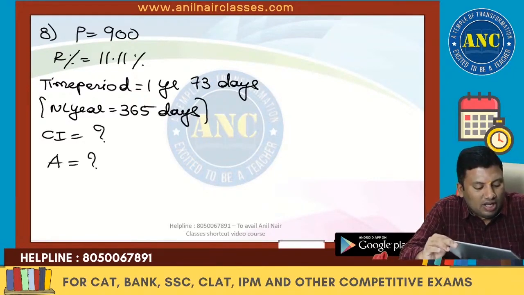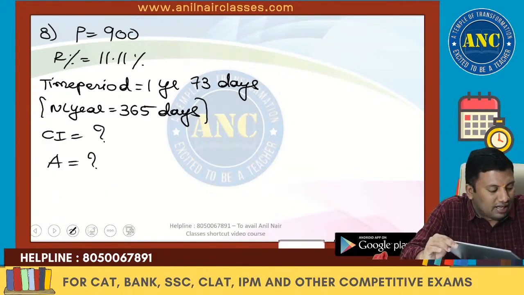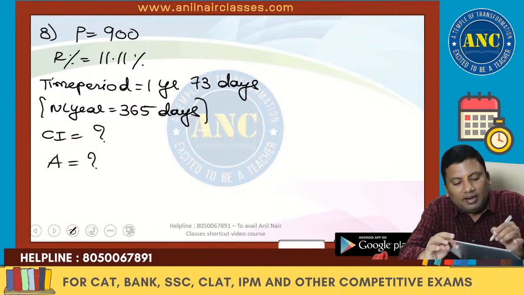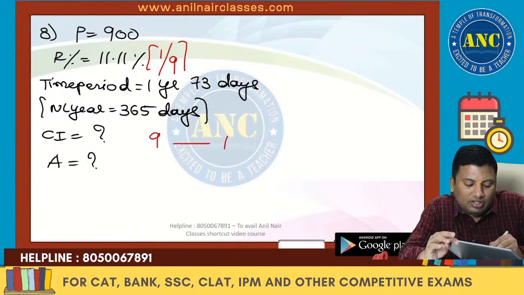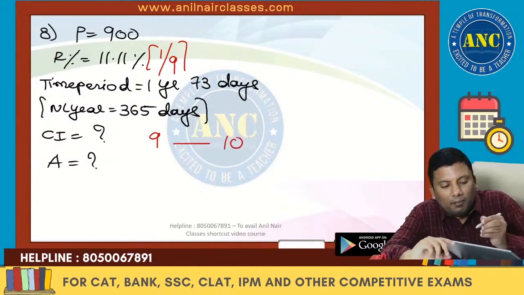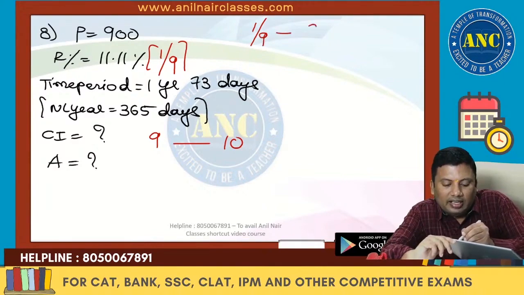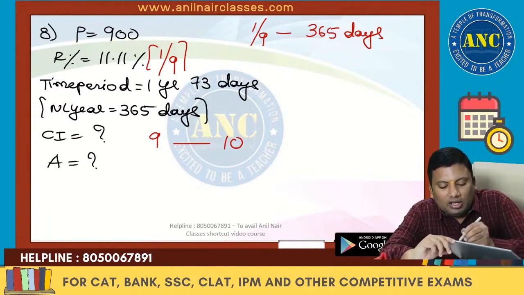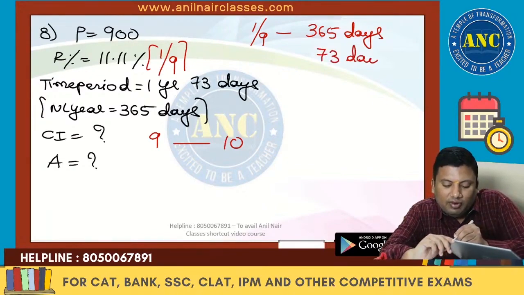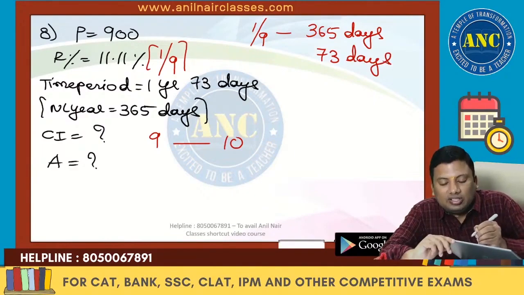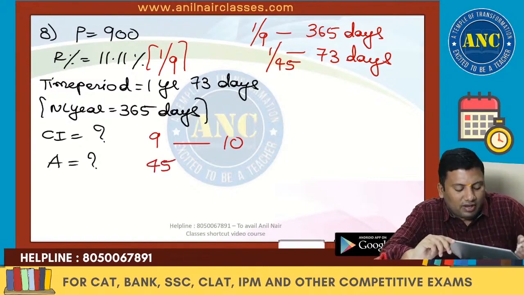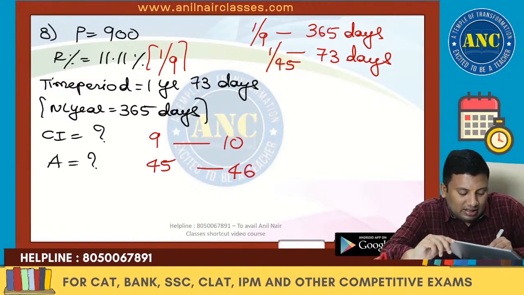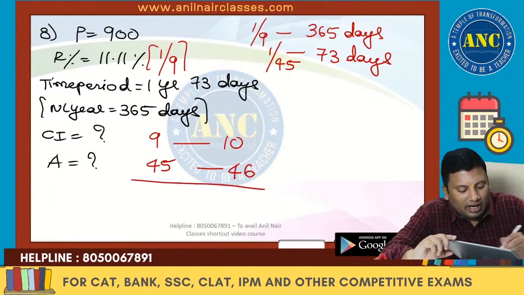Such an easy question. A lot of students will find this question difficult, but actually it's an easy question. 11.11, which is nothing but 1 by 9. 9, 1 increase, which is nothing but 10. But 1 by 9 is for the entire 1 year, which is nothing but 365 days. But I want the question for 73 days, which is 1/5 of 365. 1/5 of 1 by 9 is 1 by 45. So this is 45 and 1 increase is nothing but 46. I hope the idea is clear.